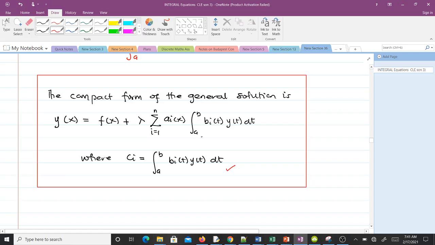So the whole of this is our c_i's. Now that we've gone through the process, let's try to solve two examples with what we just did.